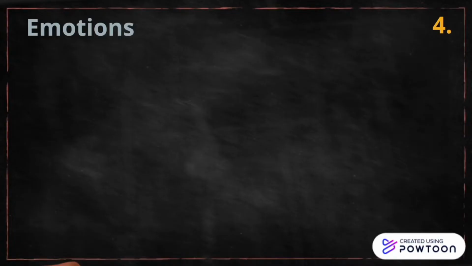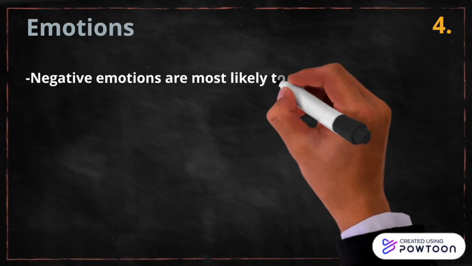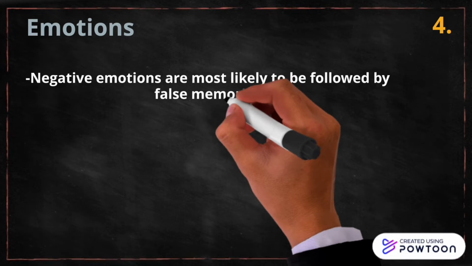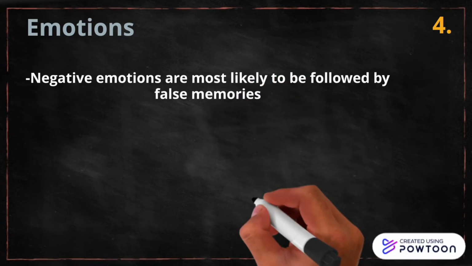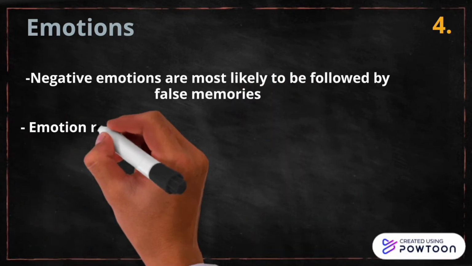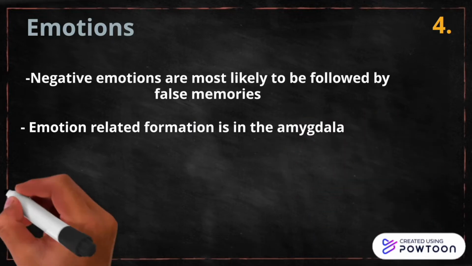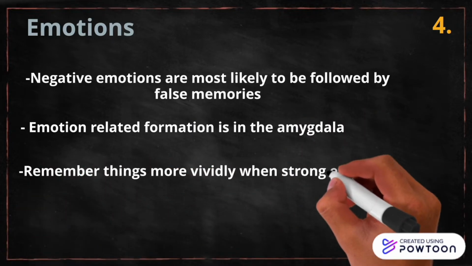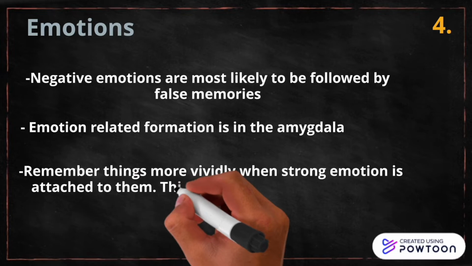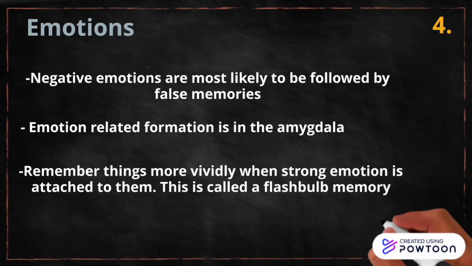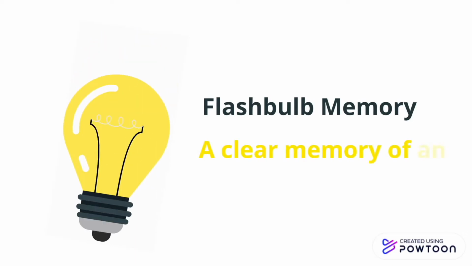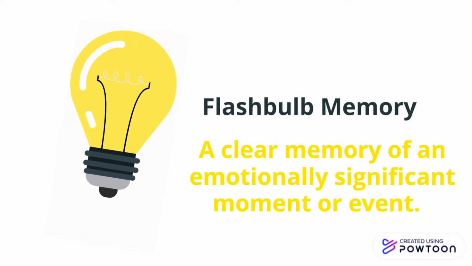You might be thinking, how can emotions disrupt our memories? Well, the emotion we are feeling is how we remember our memories that happened at a specific time. So, if you are angry one morning, you might remember your friend's comment as rude. Negative emotions are most likely to be followed by false memories. Emotion-related formation is in the amygdala. We also remember things more vividly when strong emotion is attached to them. This is called a flashbulb memory.